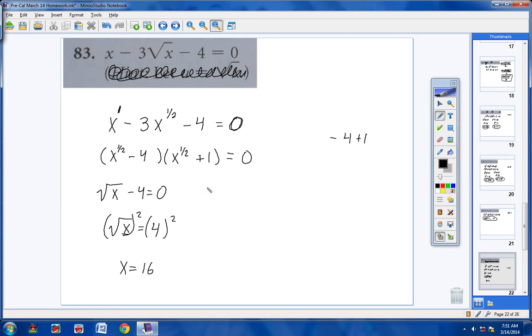Now let's come over here, let's try the same thing. I have the square root of x, x to the 1/2, plus 1 equals 0. Bring the 1 over and make it a -1. And now you square both sides. Square the square root, square the -1. Now, when you square a square root, you get what's on the inside. When you square a -1, you'll get 1.